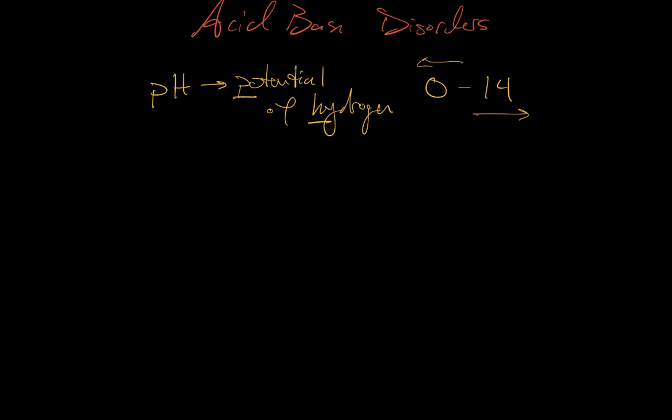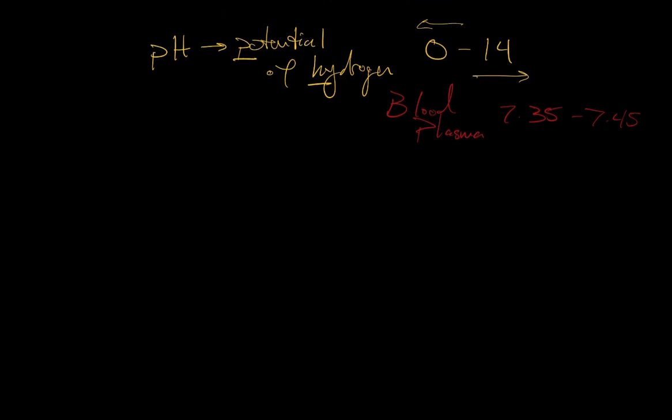Moving toward acidosis. So in the context of our acid-base disorder, we're going to be looking at the pH of our blood, the pH for our blood plasma, and our normal blood pH is going to be 7.35 to 7.45. So as long as we can stay within that normal range, then we're considered in homeostasis for blood pH.